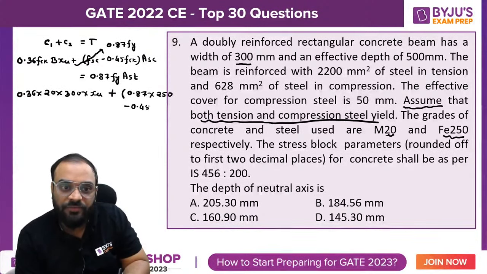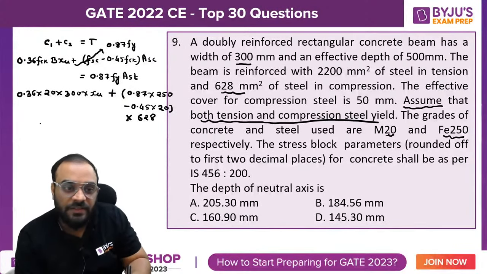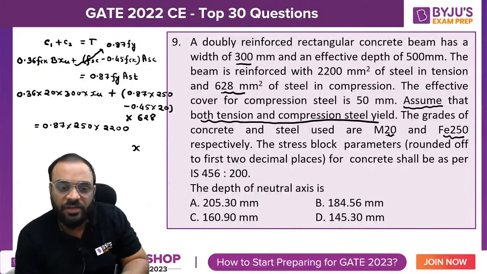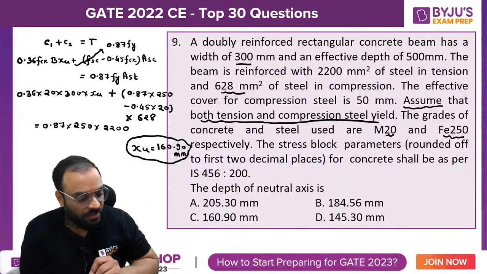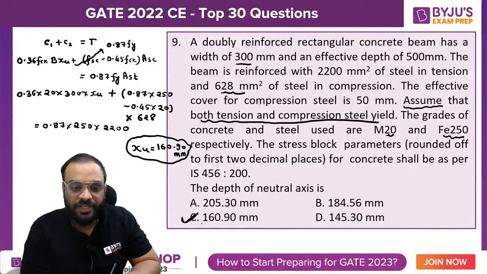So 0.45 FCK, FCK is 20, multiply by ASC, ASC is 628, is equal to 0.87 Fy. Fy is 250. Multiply by AST, AST is equal to how much? 2200, right? If you solve it, you will get your answer. XU is equal to how much? I think you are getting 160.90 mm, right? Approximately. You can solve it. Okay. So the answer is C, correct? The answer is C. You can check it out, guys.